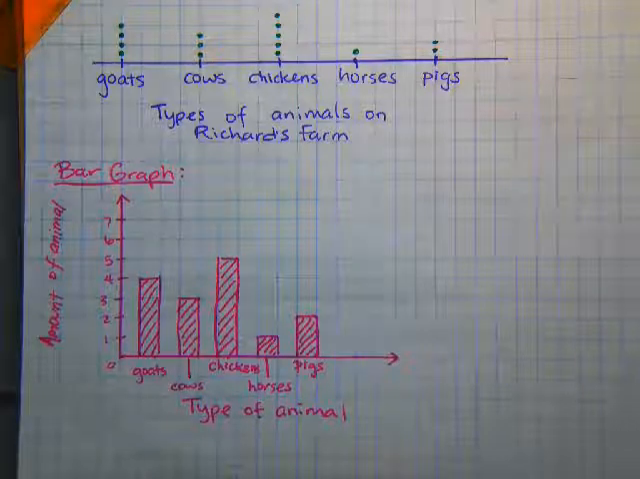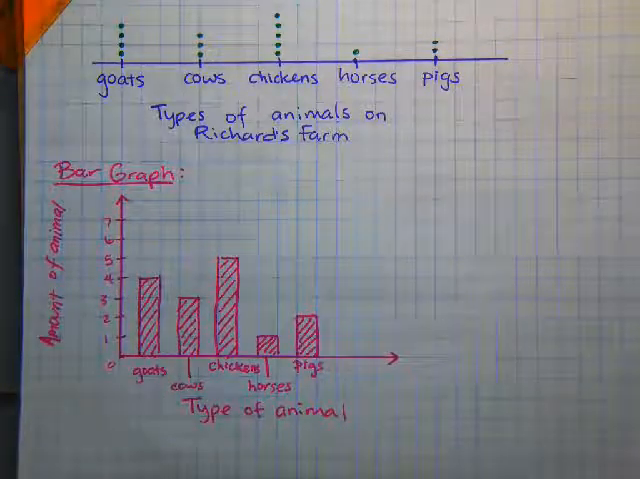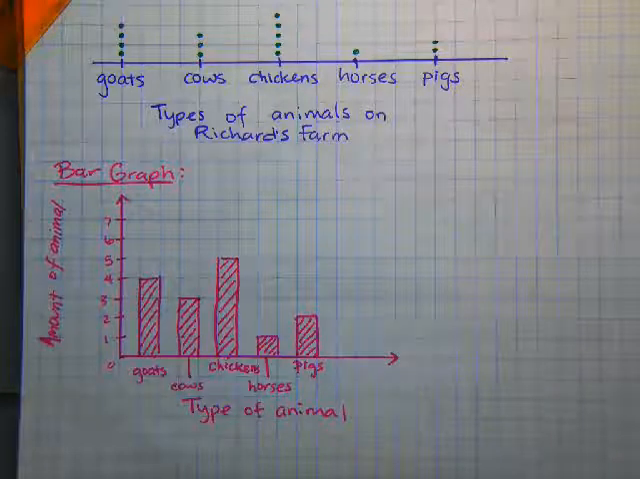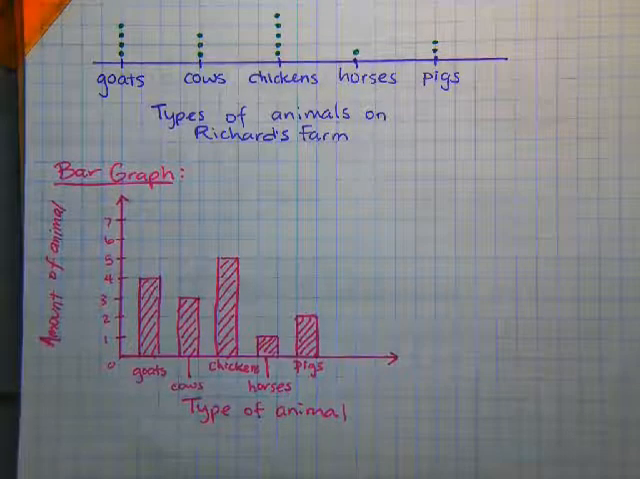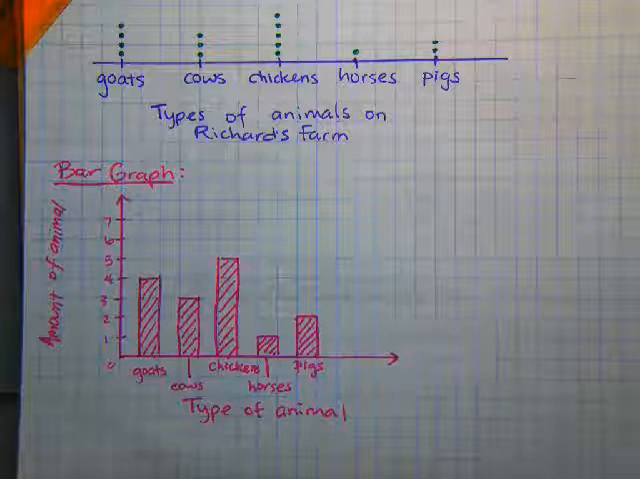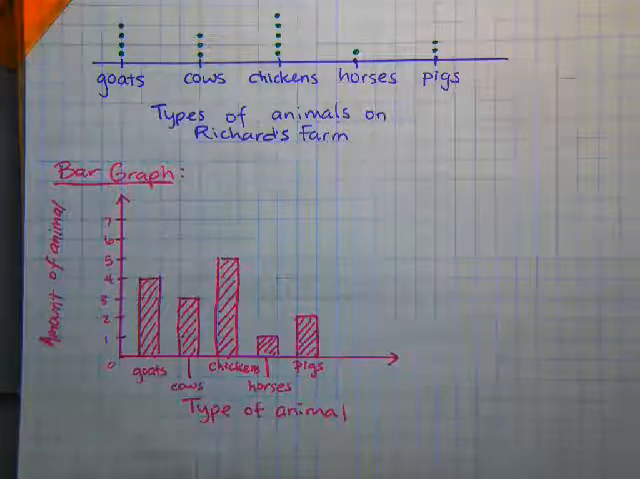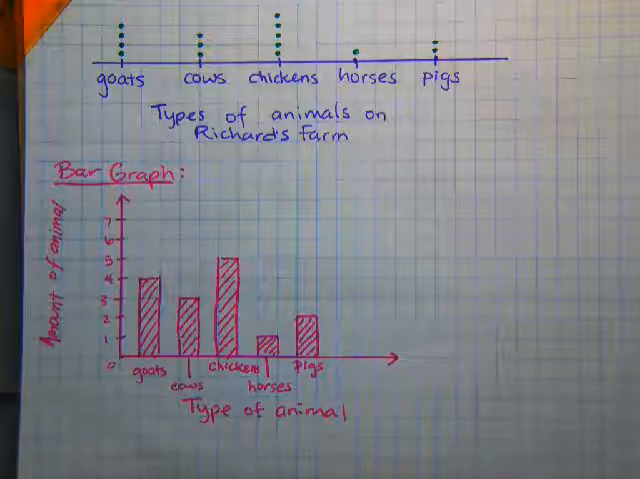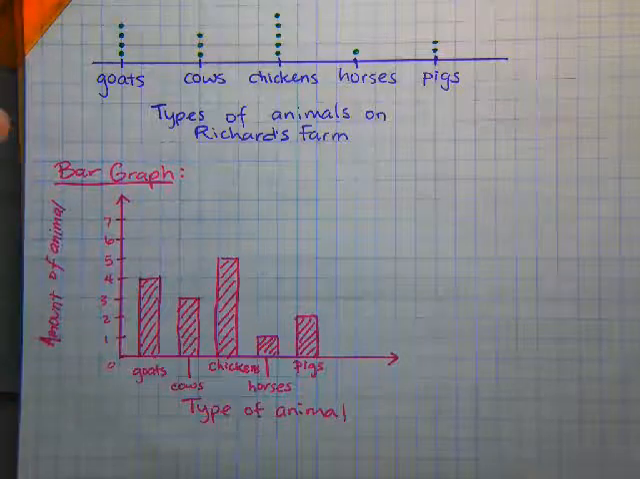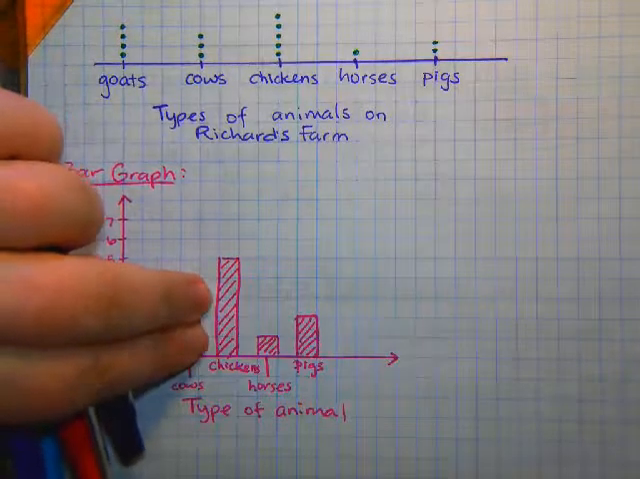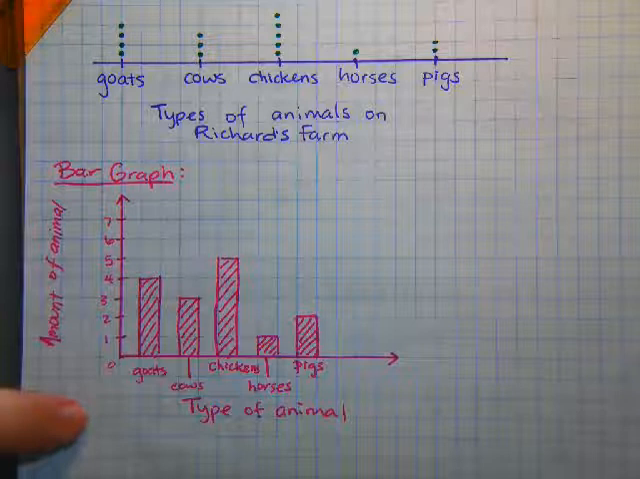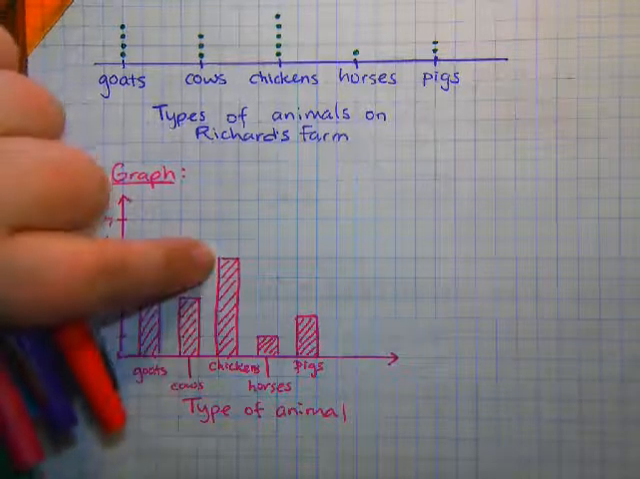Now, I noticed that people keep telling me that the mode is a number. Well, when you're dealing with numerical data, of course the mode is a number. But when I'm dealing with categorical data, the mode is a category, it's a word. It is the thing that occurs the most. So don't tell me the mode is 5 because there's 5 chickens. The animal that Richard has the most of is chickens.